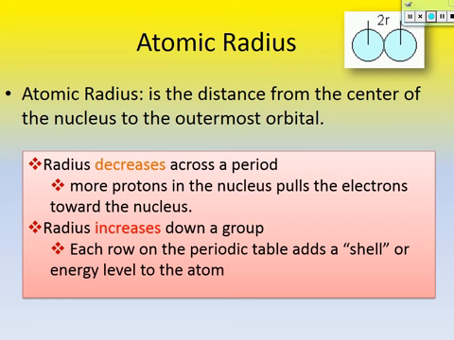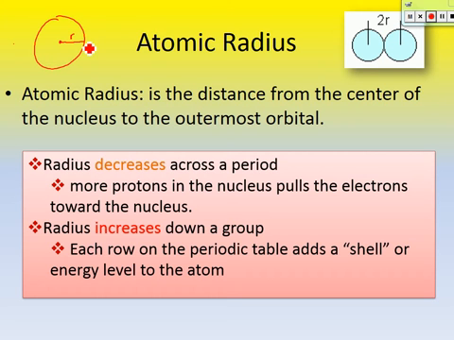So, let's look at the trend here. Atomic radius, you're supposed to write down the definition. Here it is. Atomic radius is the distance from the center of the nucleus to the outermost orbital. Now, if you look at a circle, the center of the nucleus is here to the outermost orbital. That's what radius means. Okay? A lot of people get that confused with diameter. What's diameter? All the way across. But the radius is just from the center to the outermost orbital.